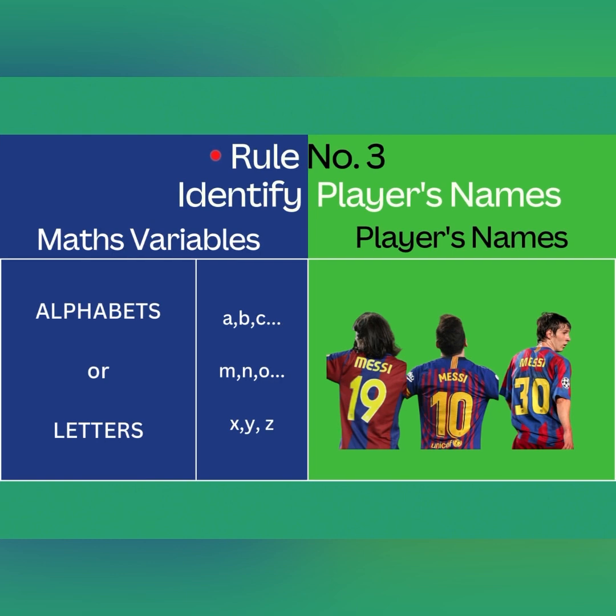Rule number 3, identify the player's name. In maths, we have math variables, and these are the alphabets or letters that we see on our expressions. They can be A, B, C, M, N, O, X, Y, Z. Any letter up to Z. Now, in soccer, we say these letters stand for the players' names. So the names are normally written at the back of the jersey, like the famous player Messi, which means M would stand for the name Messi.